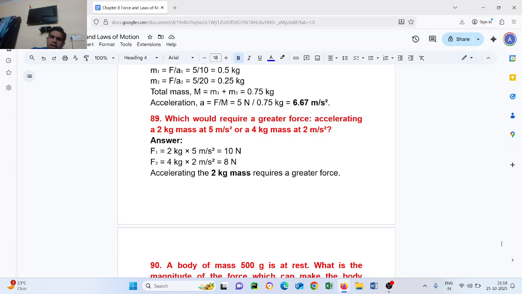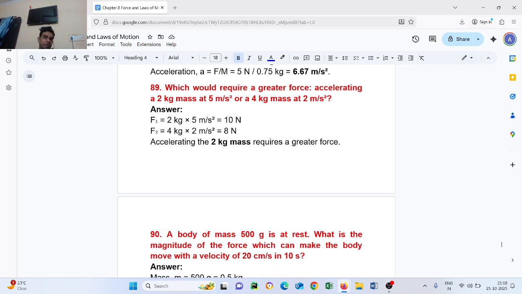Question number 89. Which would require a greater force: accelerating a 2 kg mass at 5 meter per second square, or a 4 kg mass at 2 meter per second square? Answer. F1 equals 2 kg multiplied by 5 meter per second square, equals 10 N. F2 equals 4 kg multiplied by 2 meter per second square, equals 8 N. Accelerating the 2 kg mass requires a greater force.